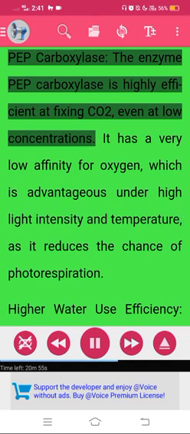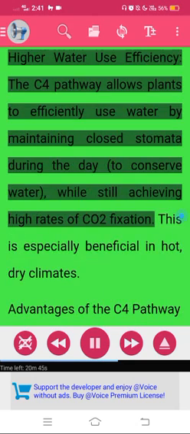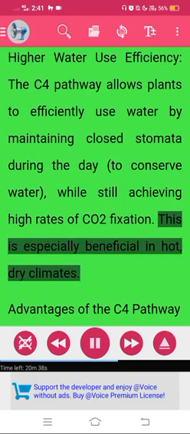PEP carboxylase. The enzyme PEP carboxylase is highly efficient at fixing CO2, even at low concentrations. It has a very low affinity for oxygen, which is advantageous under high light intensity and temperature, as it reduces the chance of photorespiration. Higher water use efficiency. The C4 pathway allows plants to efficiently use water by maintaining closed stomata during the day to conserve water while still achieving high rates of CO2 fixation. This is especially beneficial in hot, dry climates.